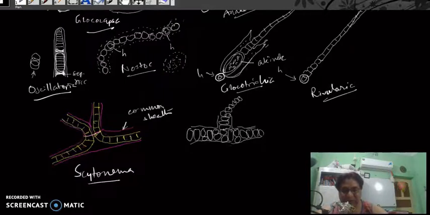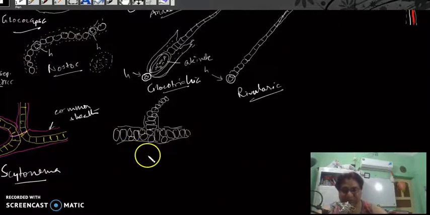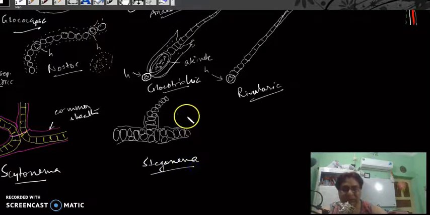The true kind of branching is seen in the case of Stigonema, which has been shown here. In Stigonema, you can see that this branch has come out from a cell proper. In fact, they are multiseriate, and they are also covered with a sheath-like body, which up to some extent is not covered. This part is free, but this part has been covered with the mucilaginous sheath.